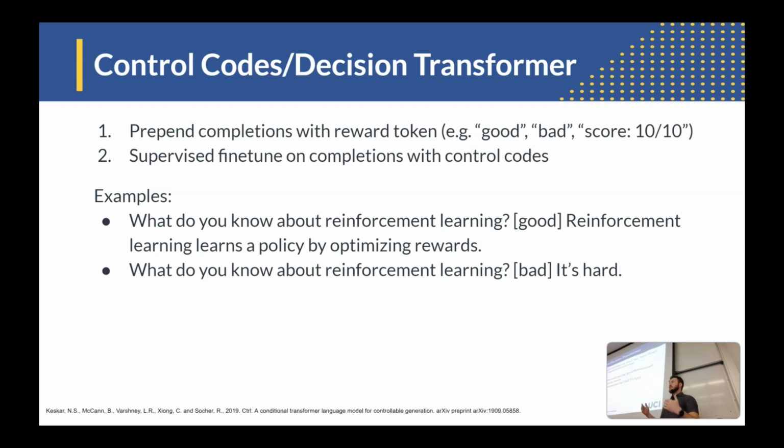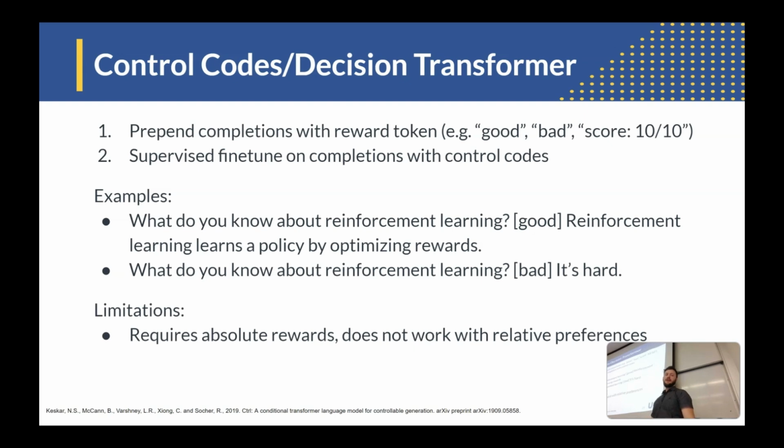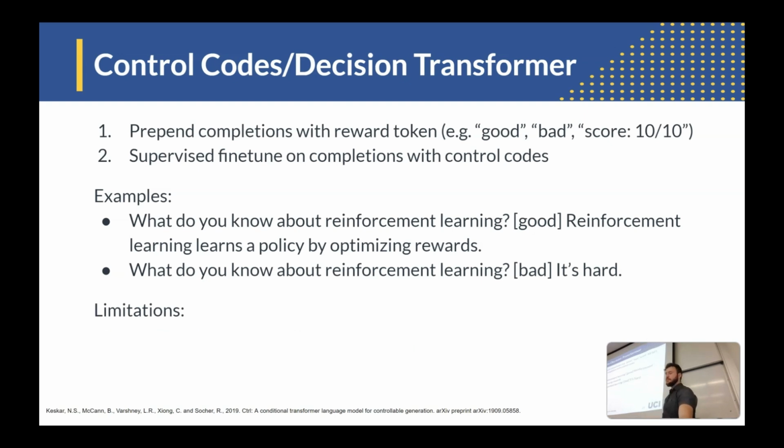But what we do is supervised training on both of these instances. And then at inference time, we would use the good token to generate good outputs. This generally works better than what I described in the previous slide. We are leveraging both our good and bad data to do these labels.